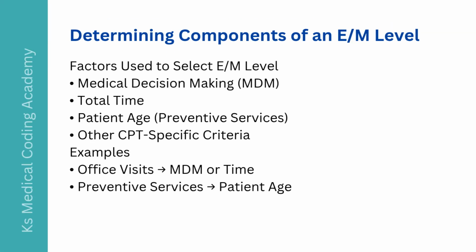Once the correct EM category is identified, the next step is selecting the appropriate level of service. Depending on the category, code selection may be based on medical decision-making, total time, patient age, or other CPT-specific criteria. Accurate level selection is important because it directly affects coding compliance and reimbursement.